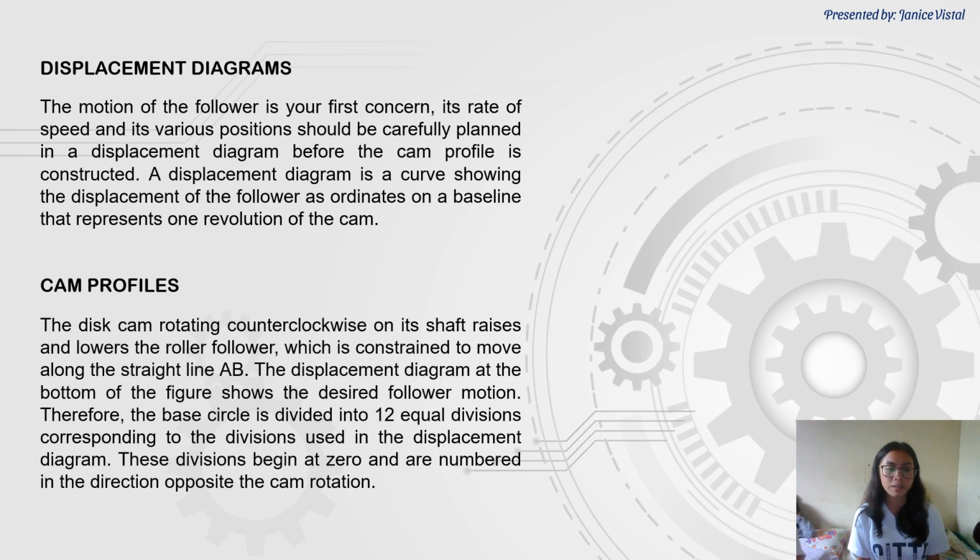Cam profiles. The disc cam rotating counterclockwise on its shaft raises and lowers the roller follower, which is constrained to move along the straight line EV. The displacement diagram at the bottom of the figure shows the desired follower motion. Therefore, the base circle is divided into 12 divisions corresponding to the divisions used in the displacement diagram. These divisions begin at 0 and are numbered in the direction opposite the cam rotation.